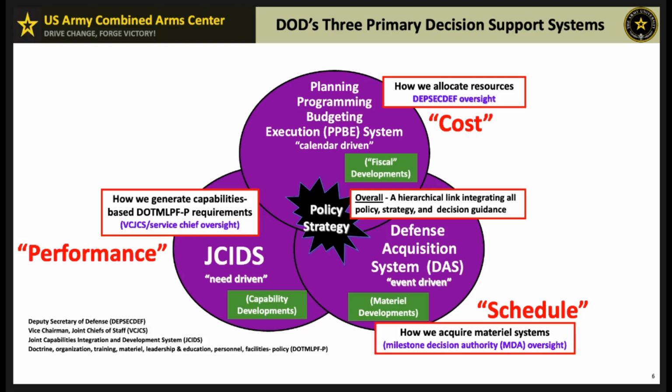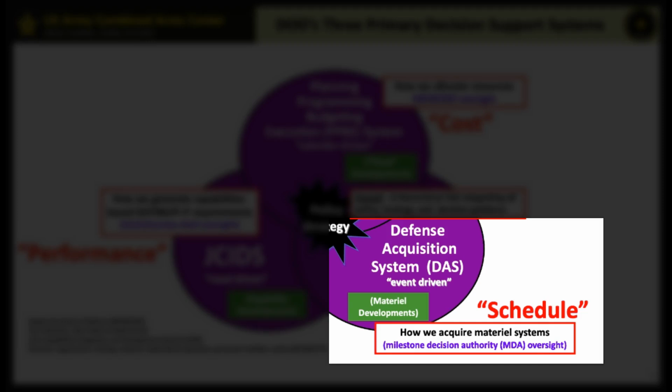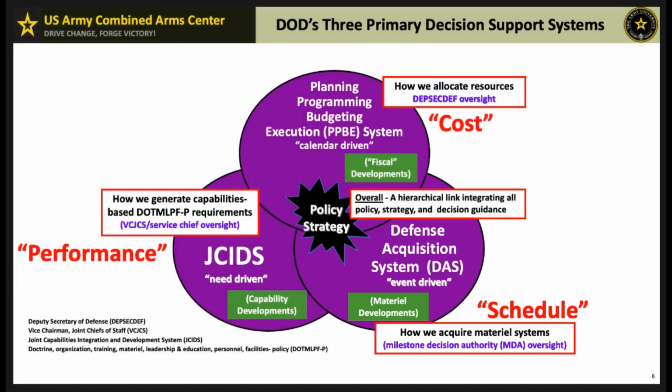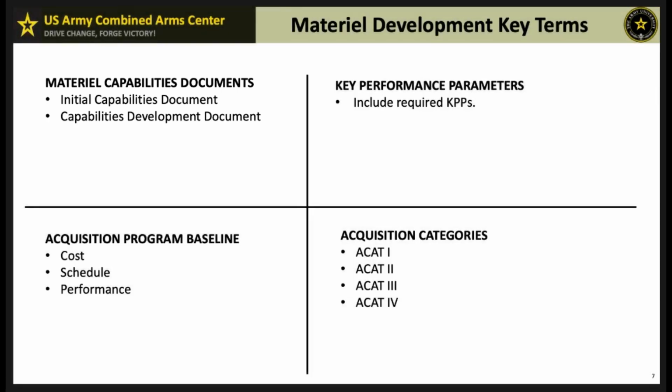And of course, material development is a largely sequential process with key events, activities, phases, and other events that must happen before building new weapons, tools, systems, and other equipment that soldiers require for combat operations. But before we go any further, let's go over these material development terms. Material Capabilities Documents. This includes Initial Capabilities Documents, ICDs. This is a document that defines the capability gap that must be addressed by a new acquisition program.